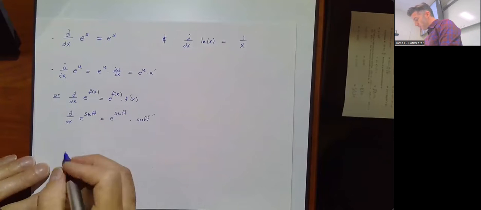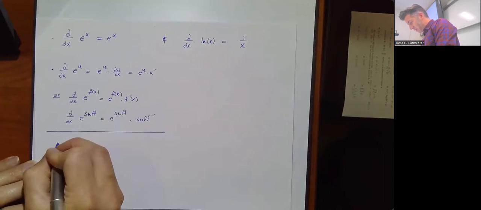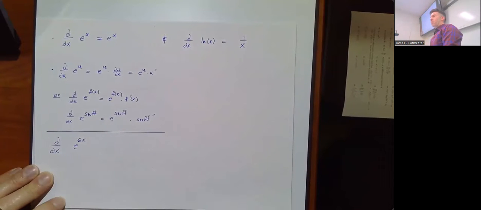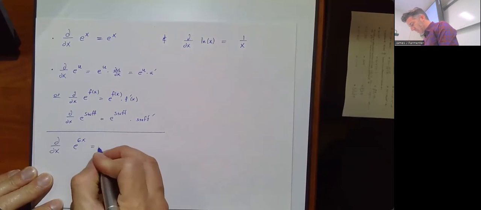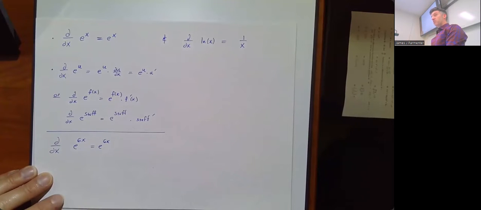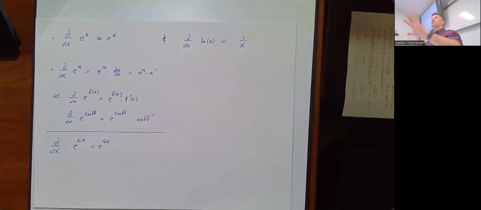So for example, the derivative of e to the 6x. Well, I know the derivative of e to the x is e to the x. The derivative of e to the 6x is e to the 6x. That's the nice thing about any exponential derivative, like e to the something or 2 to the something: the same function always shows back up untouched.